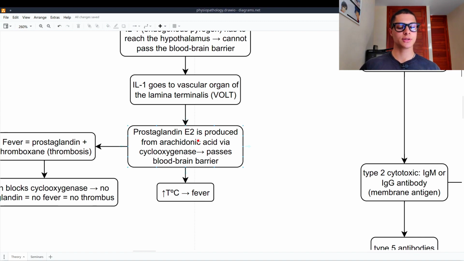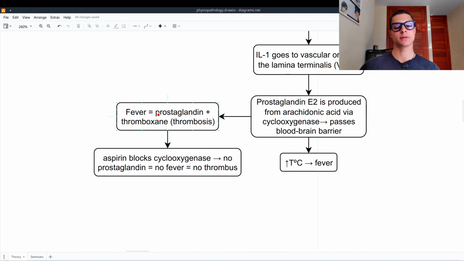And the prostaglandin E2 passes the blood-brain barrier, increasing the temperature and creating the fever, because the prostaglandin tells the hypothalamus to set a new temperature, which is higher than the normal one, and this will create the fever. So the fever is the prostaglandin and also the thromboxane, which creates a little thrombosis. And you have to know that the aspirin, for example, blocks the cyclooxygenase, so there is no prostaglandin, and there is no fever, and there is no thrombus using aspirin.